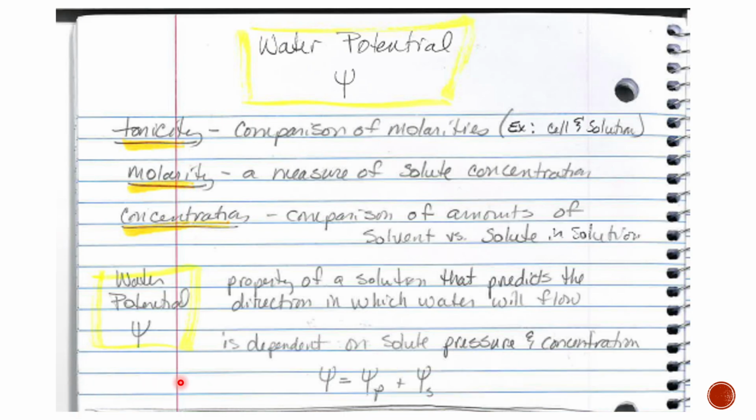There is an equation that we can solve to find a numerical value of water potential. So the little trident, pitchforky looking symbol, that represents water potential. So water potential equals pressure potential plus solute potential. Water potential equals pressure potential plus solute potential.